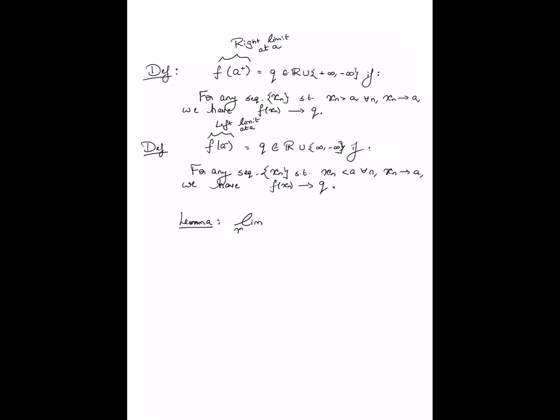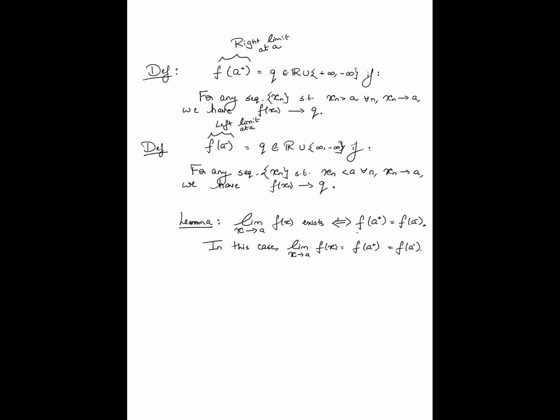So the limit as x tends to a of f of x exists if and only if f of a plus is equal to f of a minus. And in this case, what we have said here is that the limit as x tends to a of f of x exists if and only if f of a plus equals f of a minus.